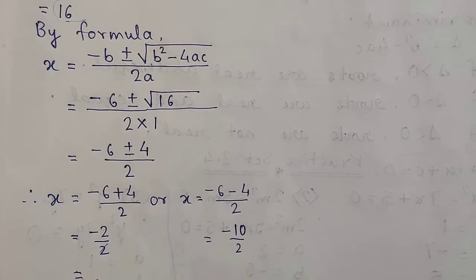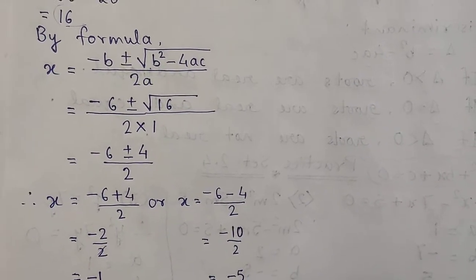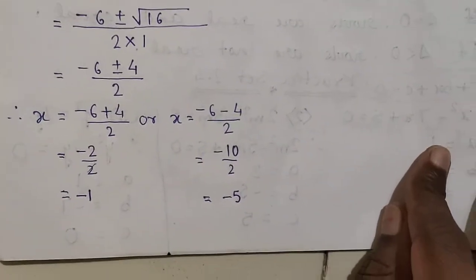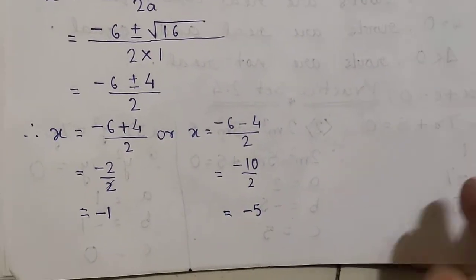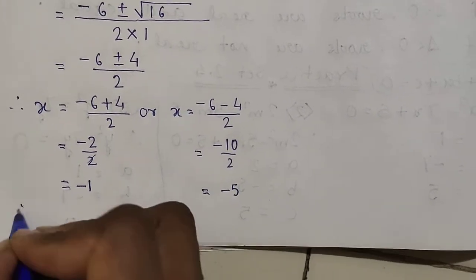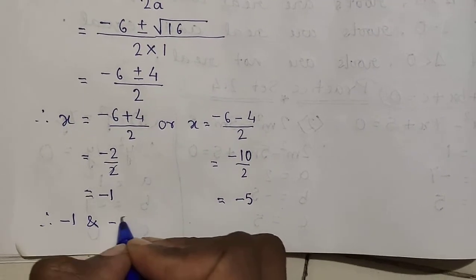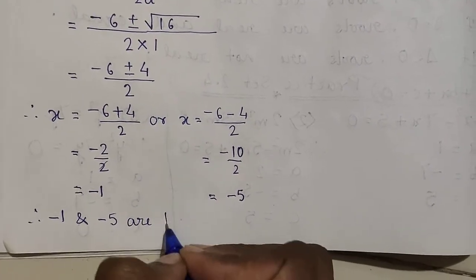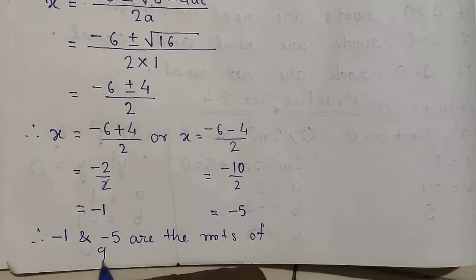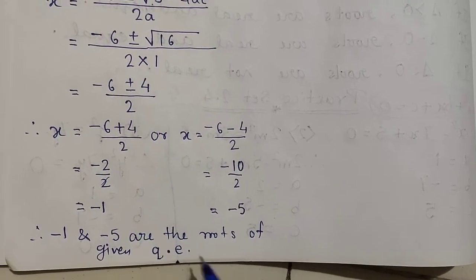So this is 2 times 1, so we are getting here minus 1, and this is 2 times 5, so in this case we are getting minus 5. So finally we got two answers, that is minus 1 and minus 5. So we can write our final answer, that is, minus 1 and minus 5 are the roots of the given quadratic equation.